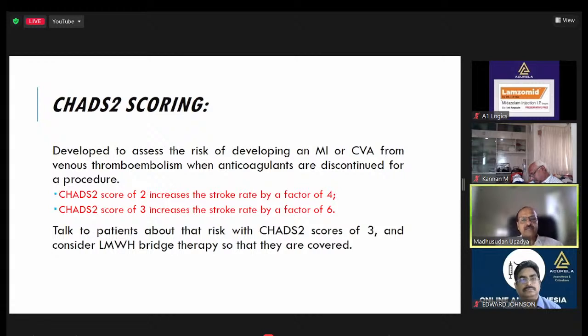Basically, it was developed to assess the risk of developing an MI or CVA from venous thromboembolism when anticoagulants are discontinued for a procedure. A CHADS2 score of 2 increases the stroke rate by a factor of 4, and a CHADS2 score of 3 increases the stroke rate by a factor of 6. We talk to the patients about the risk with CHADS2 scores of 3 and consider low molecular weight heparin bridge therapy so that they are covered.